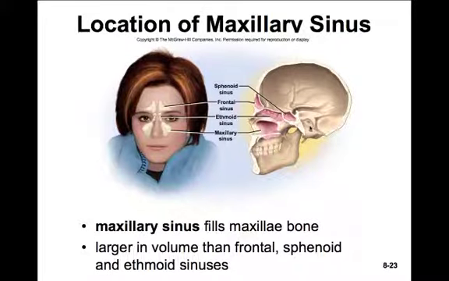We can see in the maxillary bones, there's a large maxillary sinus. Here's the locations of the maxillary sinuses on either side of the nose. It fills the maxillary bone. It has a much larger volume than the frontal, sphenoid, and ethmoid sinuses. You can see each of those sinuses here in this sagittal section of the skull.